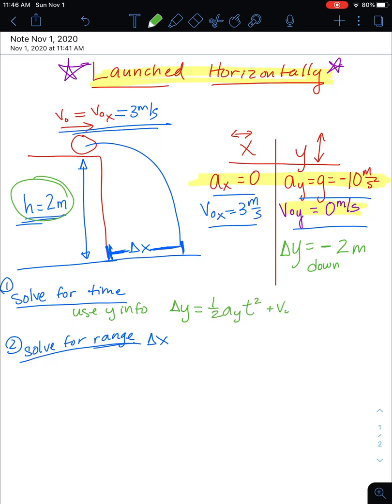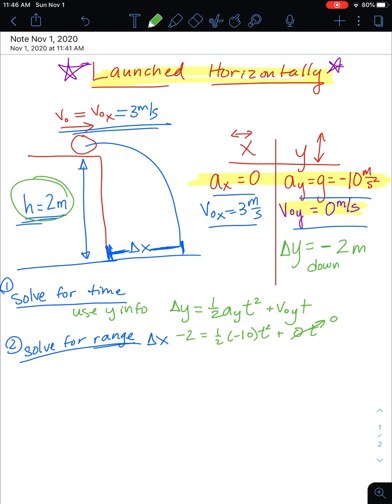I'm going to write the bulldozer with all y's next to it. You can't mix and match your y and your x information. That's the biggest deal about projectile motion, is that if you're using y information, only the y information goes there. So negative 2 equals 1/2 of negative 10 times t squared plus our starting velocity in the y times our time. Now, because it's not moving vertically, that all cancels out to 0.